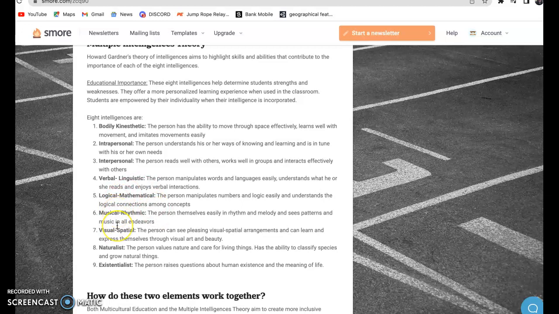So the 8 intelligences here, I have the 9th one, but the 8 are bodily kinesthetic, interpersonal, verbal linguistic, logical mathematical, musical rhythmic, visual spatial, naturalist, and existentialist.